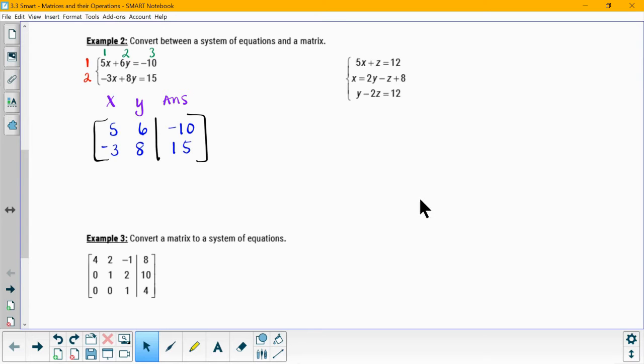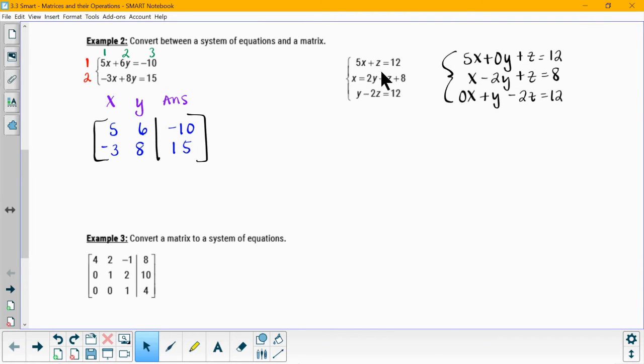What you have to be careful of, sometimes your equations are not set up nicely. You want to make sure that you have everything organized. So I went ahead and rewrote some of these equations. So I have 5x. Notice that there's no y variable, so I have 0y plus z equals 12. Then I have x. I subtracted 2y to the other side and added z to the other side equals 8. And then I have 0x plus y minus 2z equals 12.